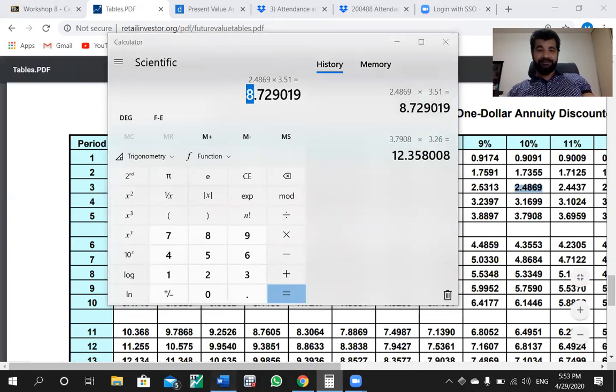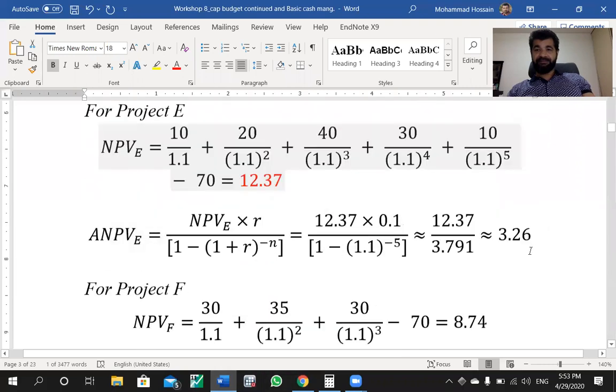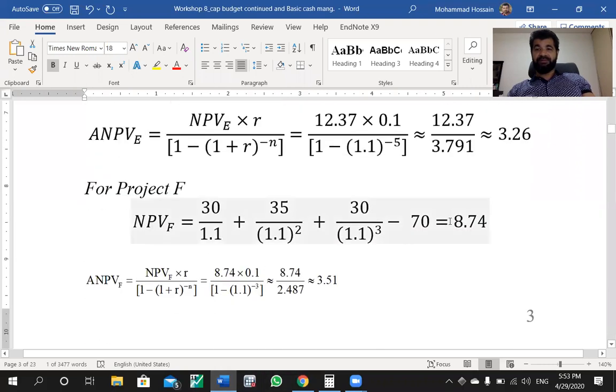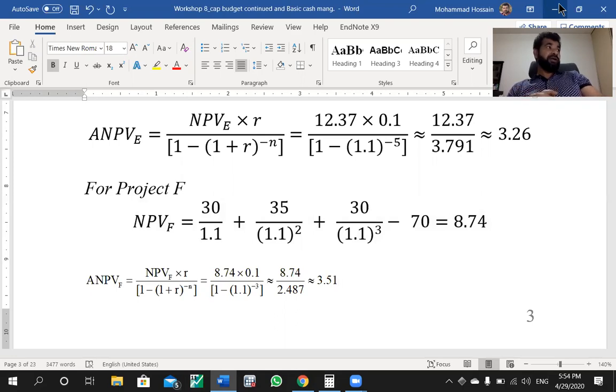So we'll go back in here. It is your 12.30, 8.74. So what we actually get in this 3.51 is our annuity value of the net present value. What it means is that every year you're getting 3.51, 3.51, 3.51 of your net cash flow, you can say that. So this is your annualized net present value.